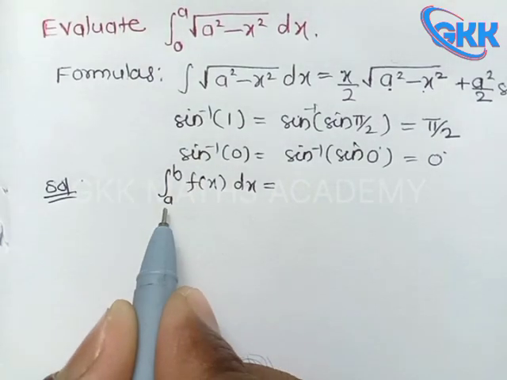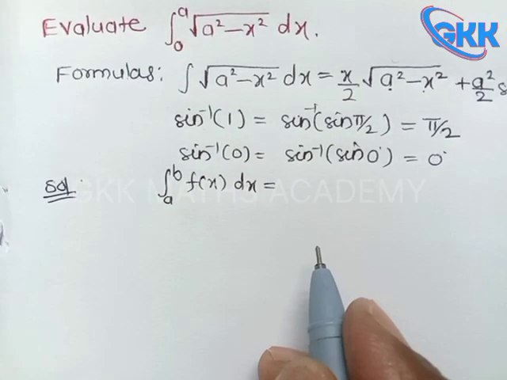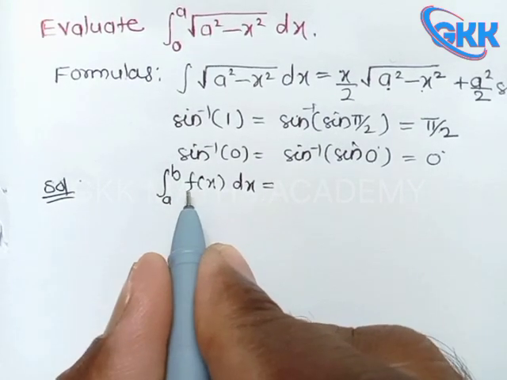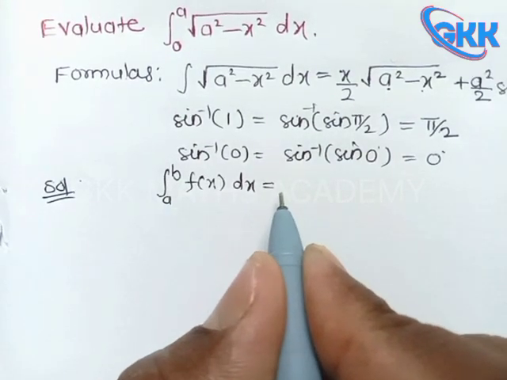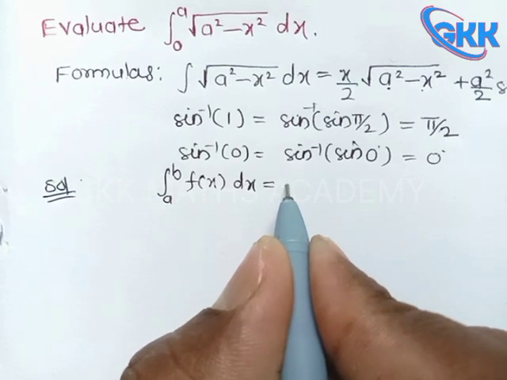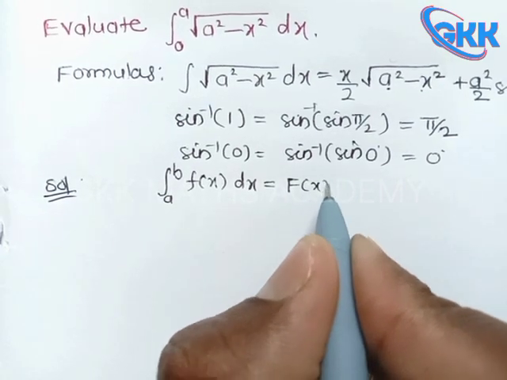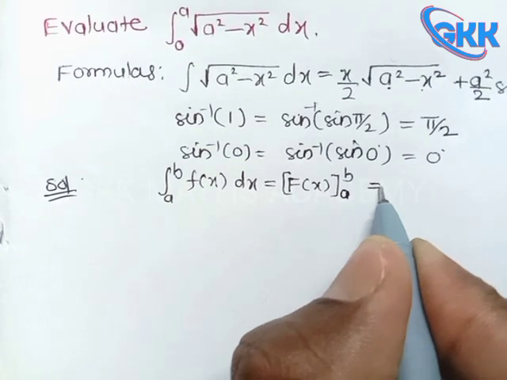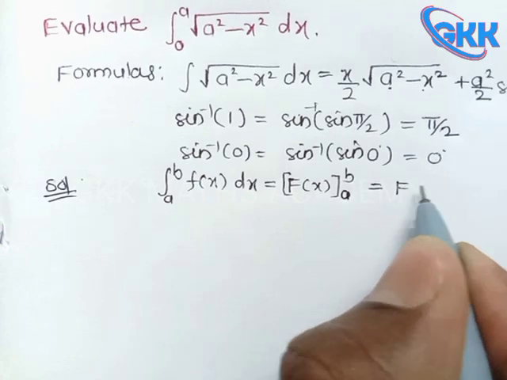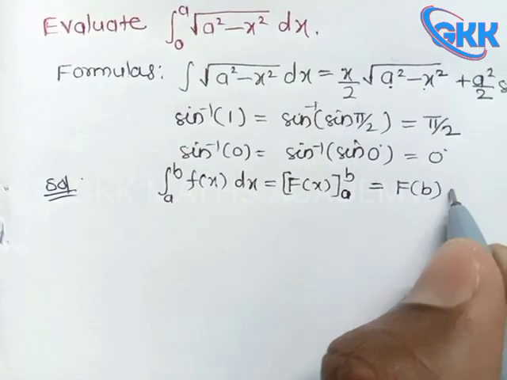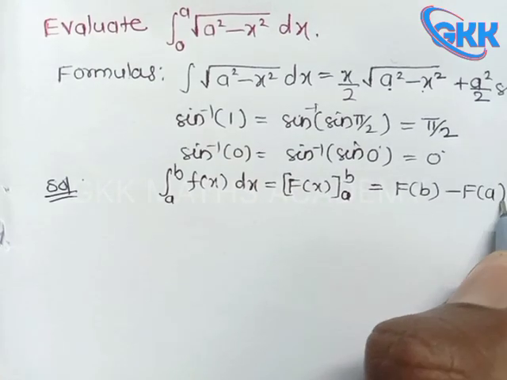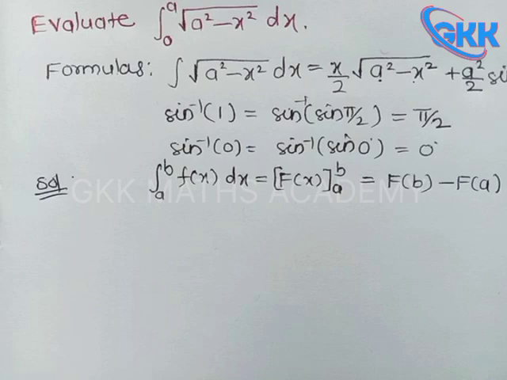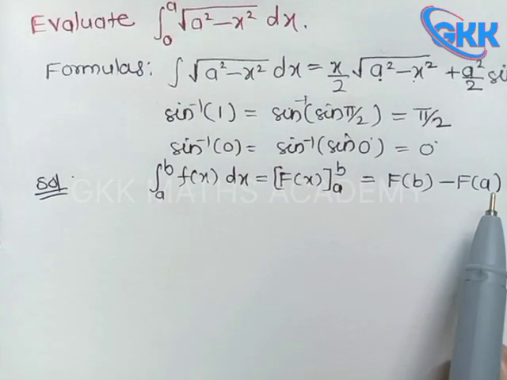With integration limits present, this is definite integration. In definite integration, the integral of f of x dx, if you get capital F of x, the limits you are going to write a, b. How do you apply them? Upper limit, F of b, minus lower limit. This is the formula: upper limit minus lower limit. These formulas we are going to use. In definite integration, there is no constant.